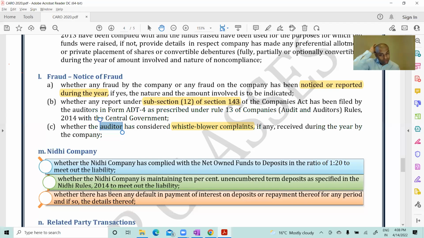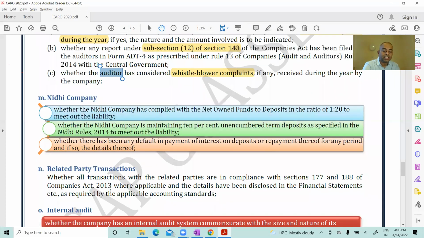So since the old days, these points are there for Nidhi companies. Your net owned funds to deposit ratio must be 1:20 minimum. Both final students have studied this, inter students have studied this. In Inter now, in Advanced Accounting, you have Chapter 9 NBFC. In that also, you will calculate net owned funds. The first problem is there, no, 240 answer.